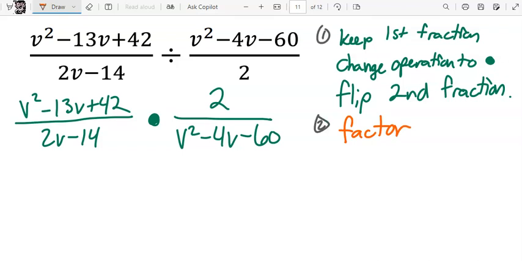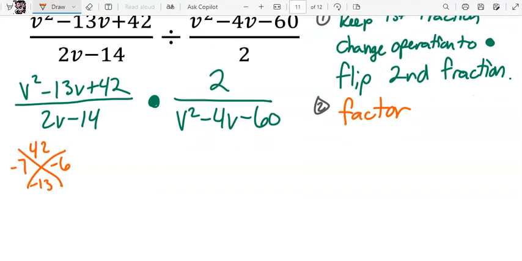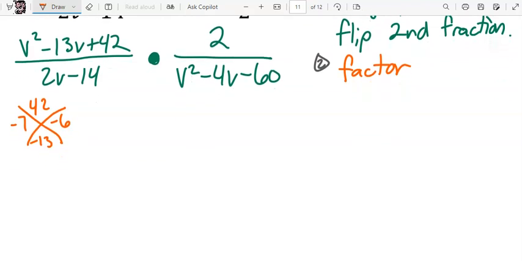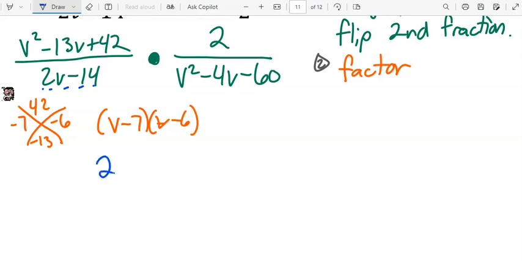Okay, let's factor this first part. We will find two numbers that multiply to 42 and add to negative 13. That would be negative 7 and negative 6. So our factored form would be v minus 7 times v minus 6. Let's factor out this part. The greatest common factor of 2v and minus 14 is 2. We're left with v minus 7 on the inside.